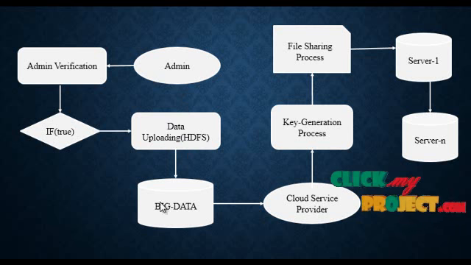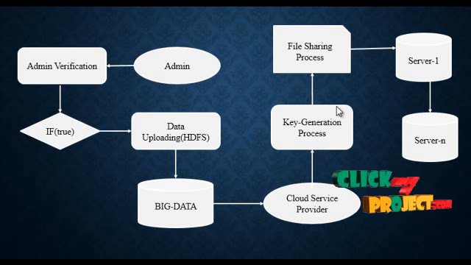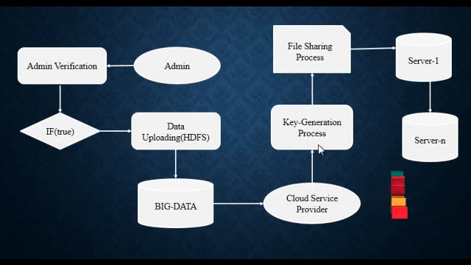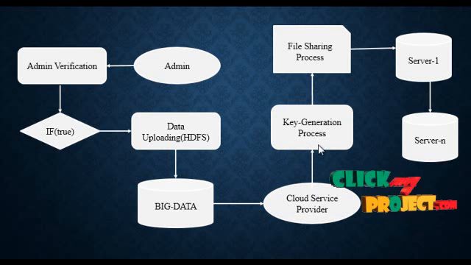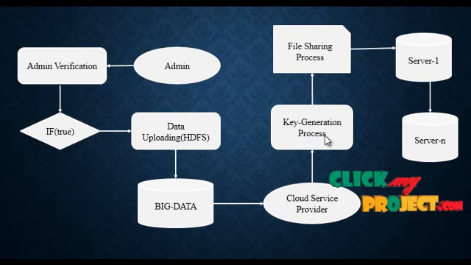After the big data storage process is completed, it goes to the cloud service provider. The cloud service provider gets this data. Next, the cloud service provider performs the key generation process. The cloud service provider generates the keys: server 1 key, server 2 key, server 3 key, and server 4 key. These four types of keys are generated in the key generation process.